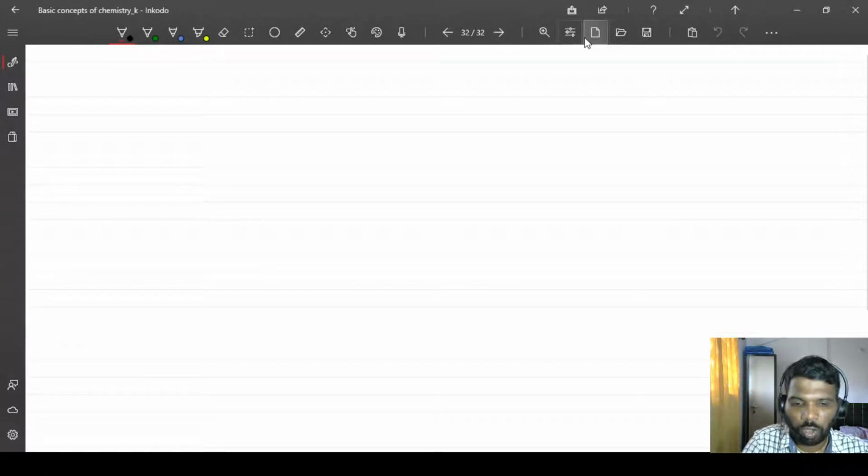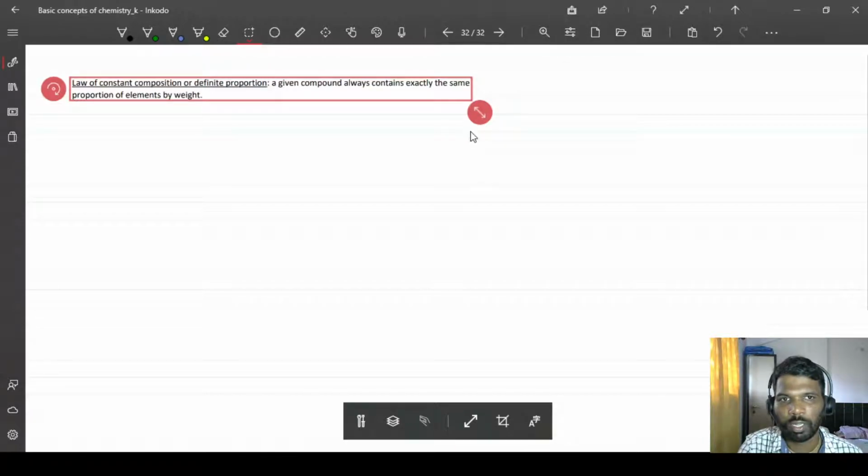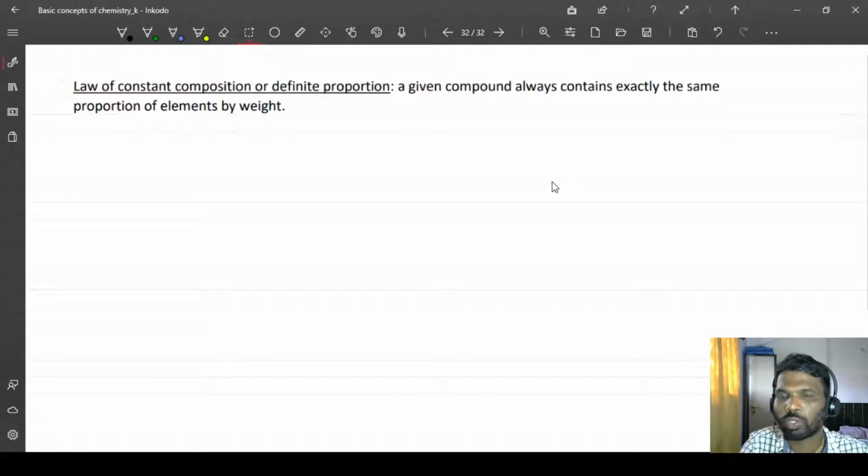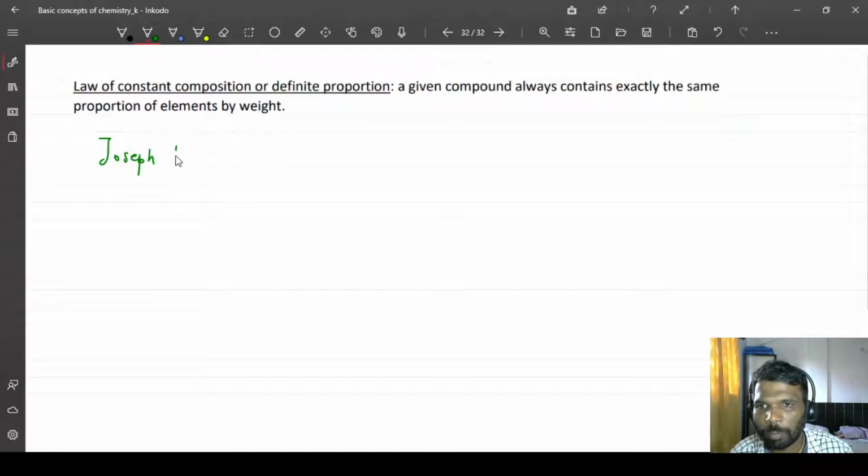Next law is law of definite proportion. Now this law states that, or also known as law of constant proportion, a given compound always contains exactly the same proportion of elements by weight. Okay, this is the statement of this law. This law was given by the scientist Joseph Proust.